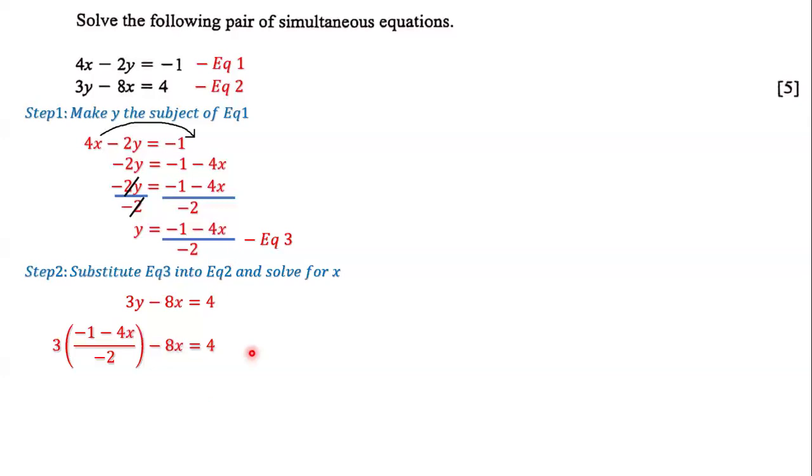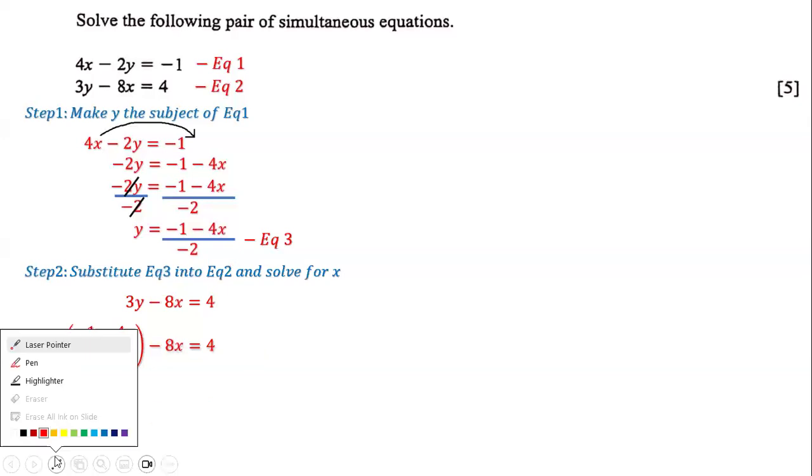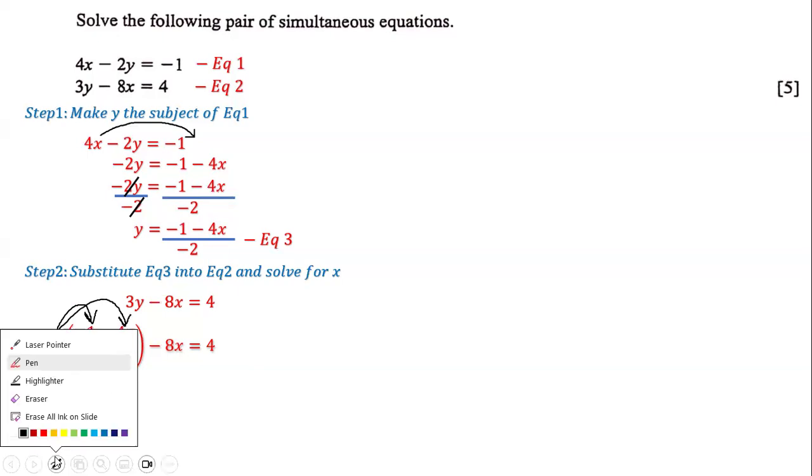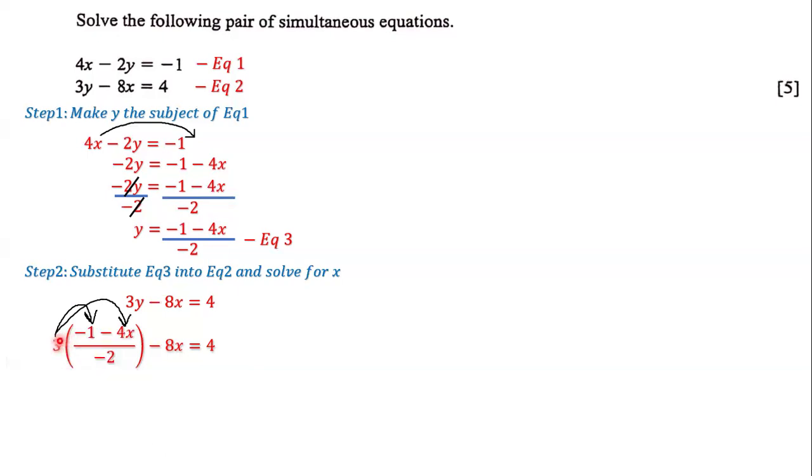What we're going to do now is multiply. We take 3 and multiply it by -1, and we take 3 and multiply it by -4x. Well, 3 times -1 is -3, and 3 times -4x is -12x. And we still keep the denominator, which is -2. And we have -8x, and this is going to be equal to 4.